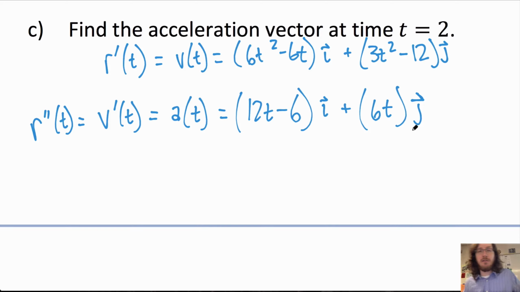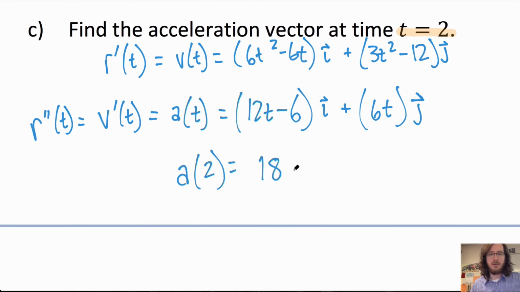Okay, so we get our acceleration vector, but we want it specifically at this time. So let's find, lastly, the acceleration at 2 seconds or hours or minutes, whatever our units are. Plugging in 2, we get 24 minus 6 for the a component. Plugging in 2, we get 12 for our b value. And so we get the acceleration vector of 18i plus 12j.